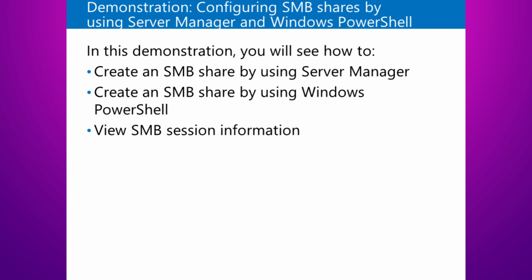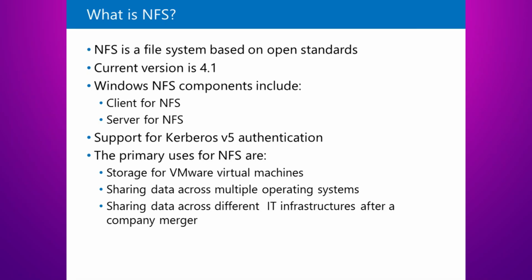View SMB session information. 1. On LON-DC1, open File Explorer, and then browse to //LON-SVR1/demoshare. 2. On LON-SVR1, at the Windows PowerShell prompt, type the following command, and then press Enter. Get-SMBSession. 3. Type the following command, and then press Enter. Get-SMBSession -ClientUserName Adatum\Administrator | FL *.